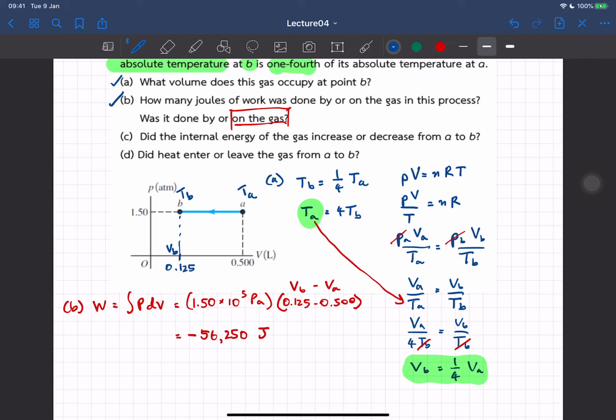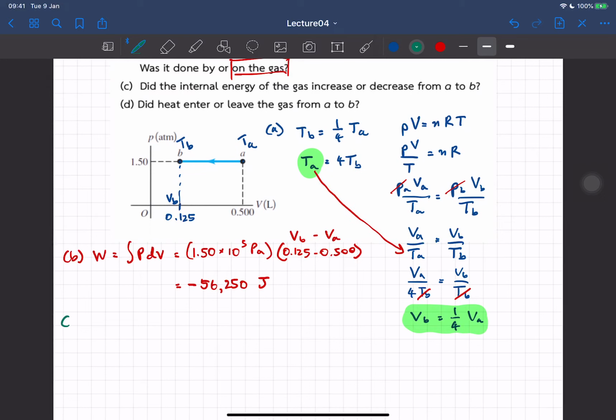Now for the next one, did the internal energy of the gas increase or decrease from A to B? Well, internal energy, so essentially it's asking what is delta U here. Well, delta U again depends on just the temperature, so it's just 3/2 N, we don't know big N, that's fine, KB and then delta T, right? So what is delta T? Is T at the final point, which is TB, minus the initial point, which is TA.